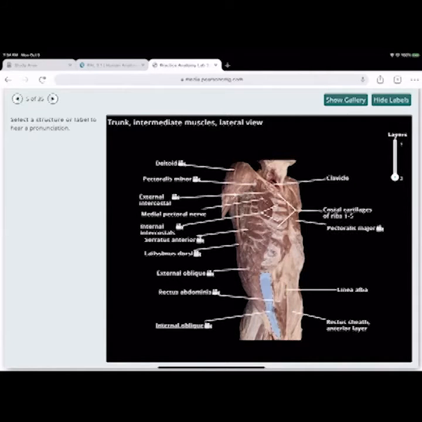And then your internal obliques run in that direction there. The rectus sheath is still present. The linea alba, it's a line right down the middle. Pectoralis major, you can see a side view of it. Costal cartilage is ribs 1 through 5. And your clavicle.